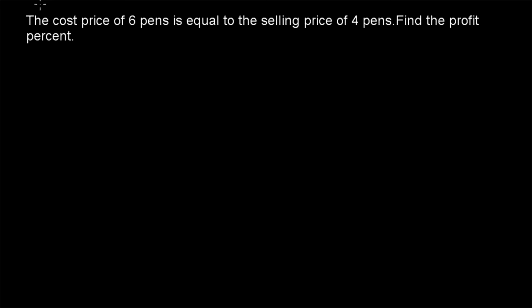So today's question is: the cost price of 6 pens is equal to the selling price of 4 pens. Find the profit percentage. So what's the given question? The cost price of 6 pens is equal to the selling price of 4 pens. So we can simply write it as 6 CP is equal to 4 SP, where CP is representing the cost price and SP is representing the selling price. Our question is to find out the profit percentage.